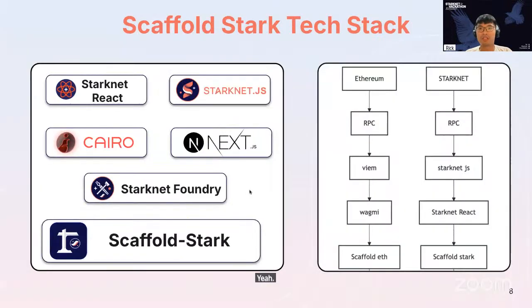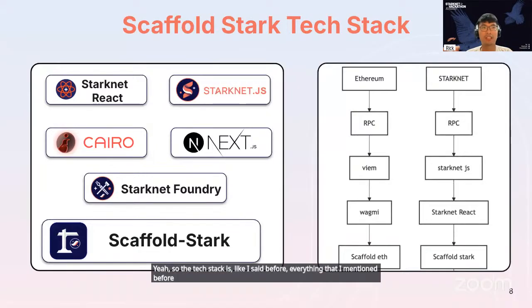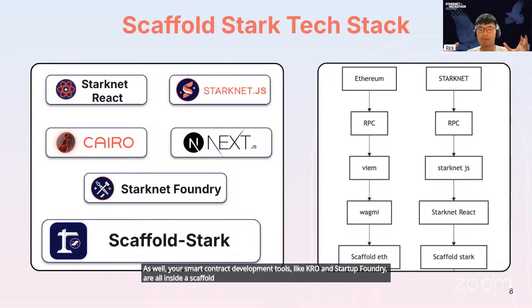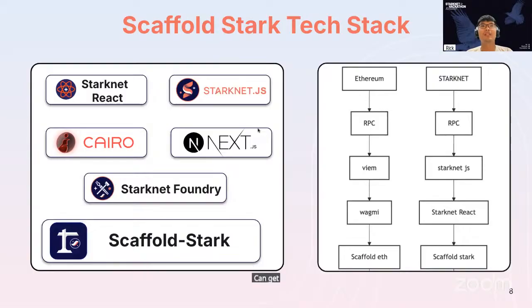Yeah, so the tech stack is, like I said before, everything that I mentioned: Starknet React, Starknet.js, as well as your smart contract development tools like Cairo and Starknet Foundry, are all inside Scaffold Stark, right? So it's one place where you have everything set up for you out of the box. When you just git clone or run our scaffolding command, it will all be there for you. You can get started immediately.